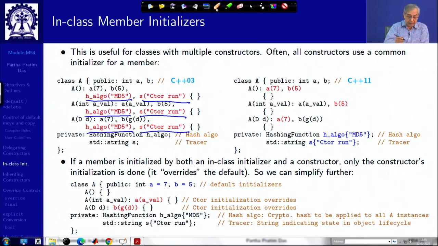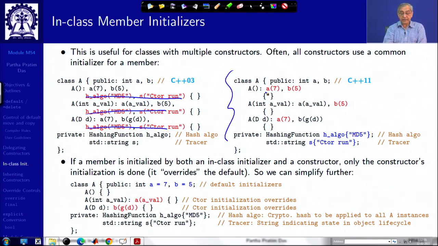Instead, what you can now do is you can write it simply along with the data member declaration, that H_algo has an initial value which is within quotes MD5 and so on. So, what will happen in the constructor, once you write this, if you are not initializing that data member, it will get the initialization from this in-class member initialization. Now, here, so these were taken care of. So, all that I am left with is A and B.